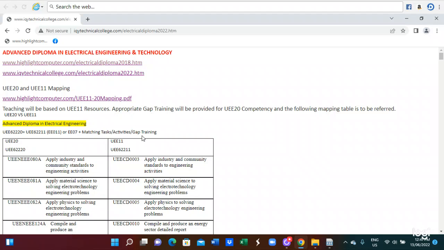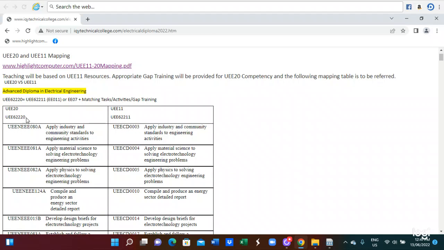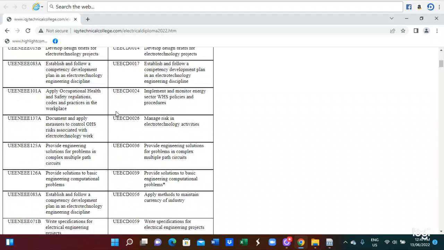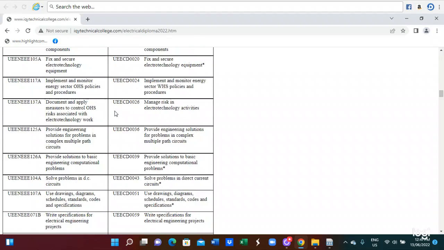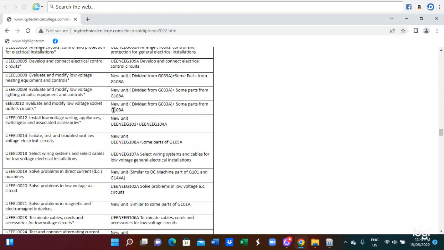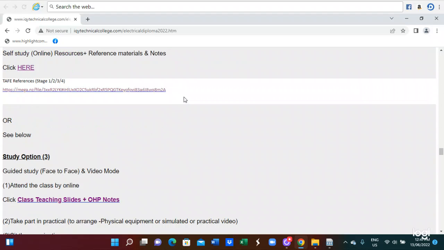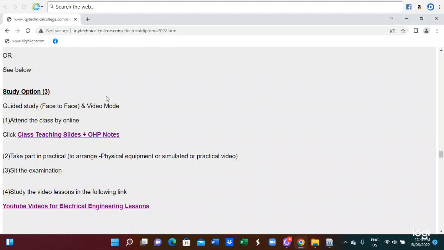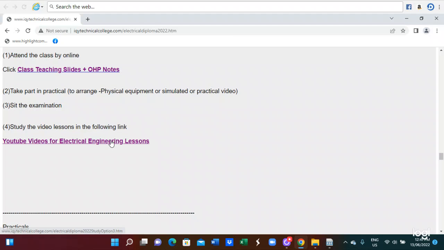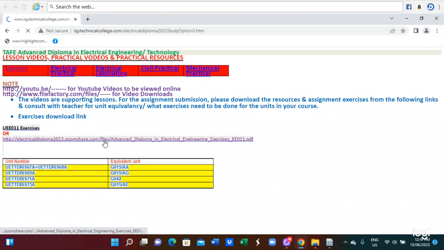Here is a mapping between the UE 62211 and UE 62220. So this is the mapping between the old and the new unit. So my lesson is based on the old unit, but for the new diploma course, you can map to the new unit. Study option 3 is a YouTube video for electrical engineering lesson. So you have to go and find the YouTube video for electrical engineering lesson. Then you click the lesson.